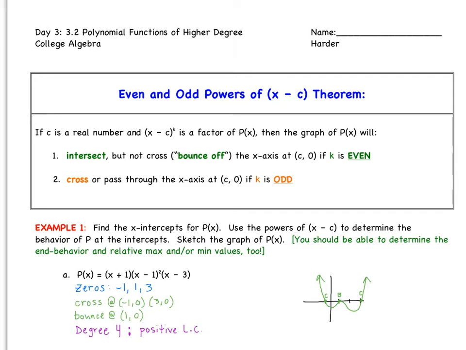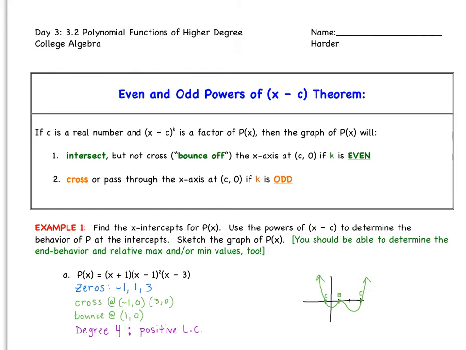this is the theorem that goes along with it. If c is a real number, and x minus c to some power is a factor of the polynomial p, then the graph of p of x will intersect but not cross. I call this bounce. So it'll bounce off the x-axis at the point c comma 0, and that's if the power, k, is even. It will cross or pass through the x-axis at that point c, 0 if k, the power, is odd.